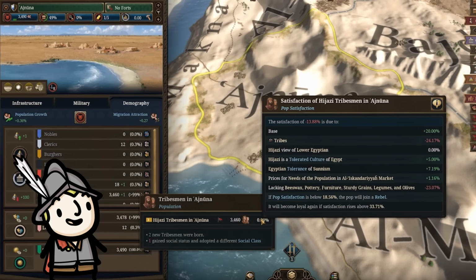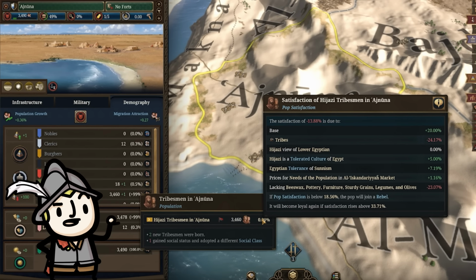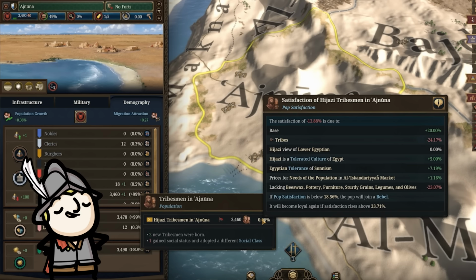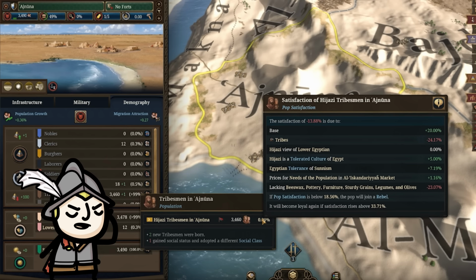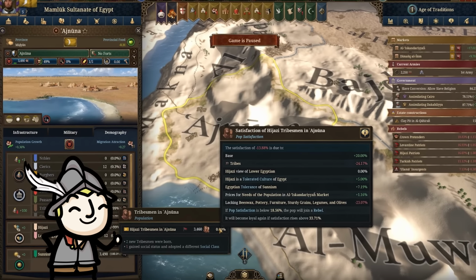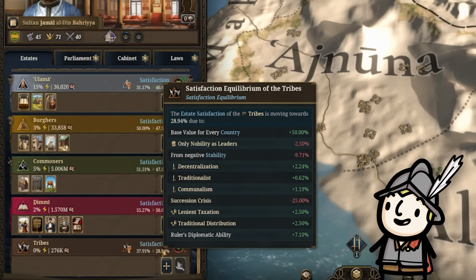We can also see the average satisfaction of the tribesmen is very low for some other reasons, namely due to lack of goods in the market and the fact that the tribe's estate is very unhappy. So we could try to import more goods into the market to get rid of this modifier, or we can try to increase the satisfaction of the tribesmen, or both. You can see that satisfaction-wise, we're in a dilly of a pickle. Satisfaction is low and trending down.